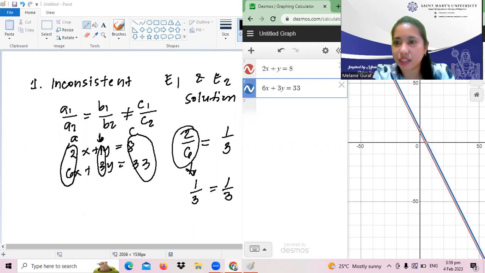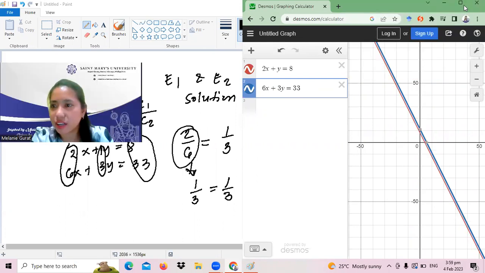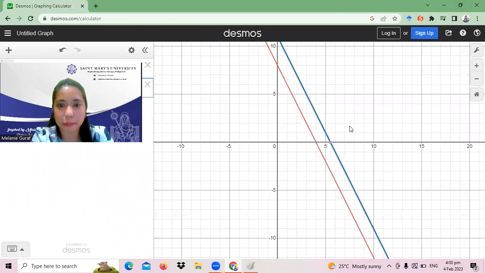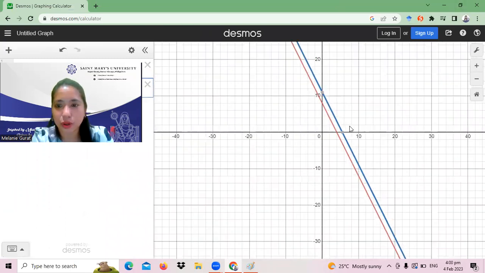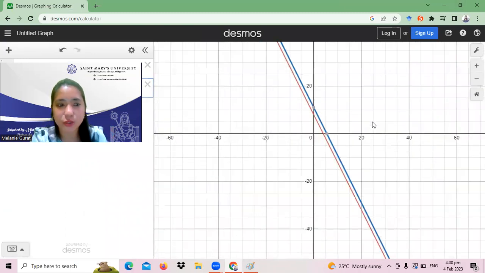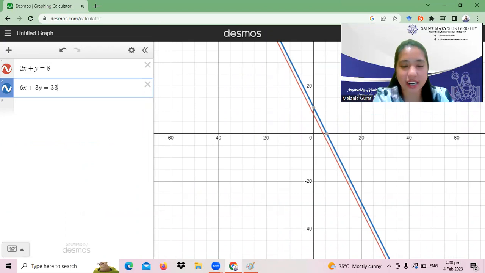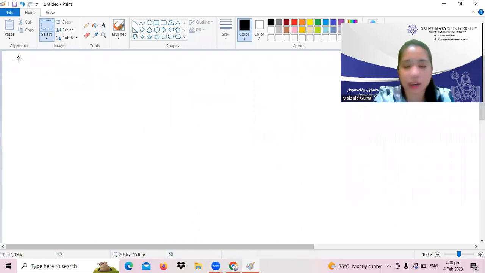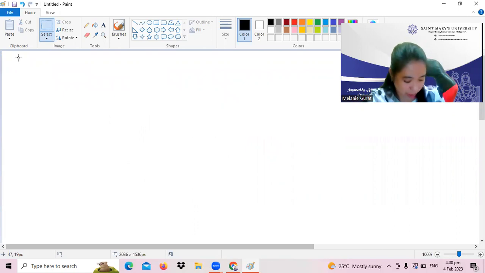They are very near, but as shown here, they will not meet. So they are parallel lines. No matter what happens, these two lines will never meet, so they are called an inconsistent linear system. Now let's go back. Let's delete this and consider another example.